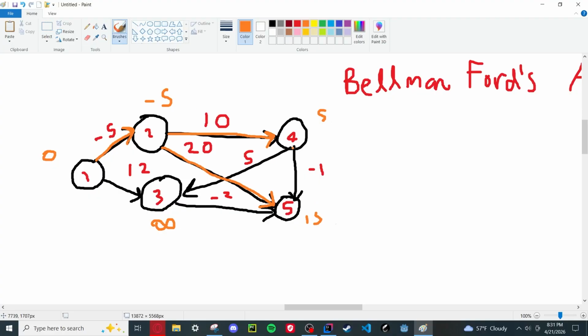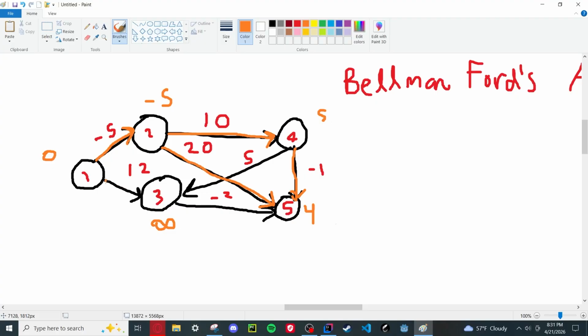Okay, let's evaluate this one. Well, 5 minus 1 is 4. 4 is smaller than 15. Let's relax this to 4. Well, we can't really relax this one yet because we don't know infinity minus 2. We could, that'd be infinity. That's going to be bigger. That's going to be a waste. Let's do this one right now.